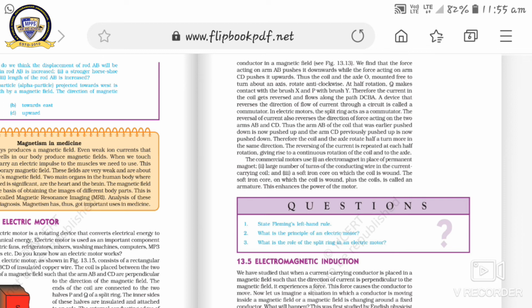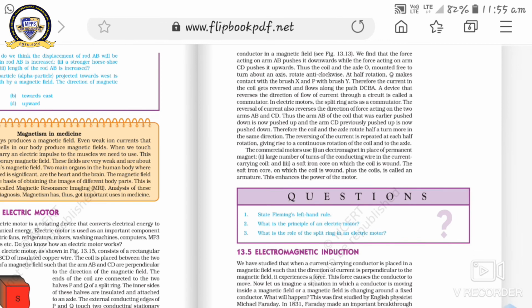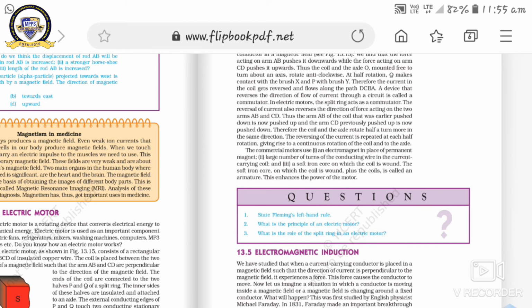What is used in commercial motors? First, an electromagnet is used in place of a permanent magnet. Second, a large number of turns of conducting wire in the current carrying coil. And third, a soft iron core on which the coil is wound. Got it?